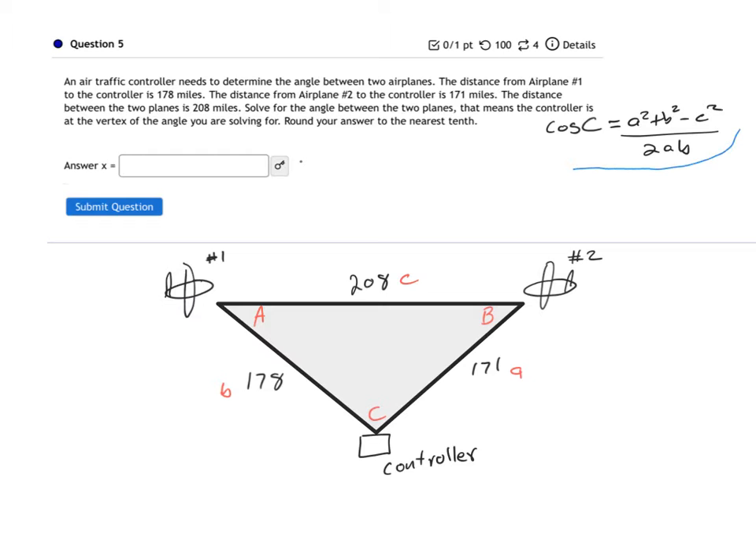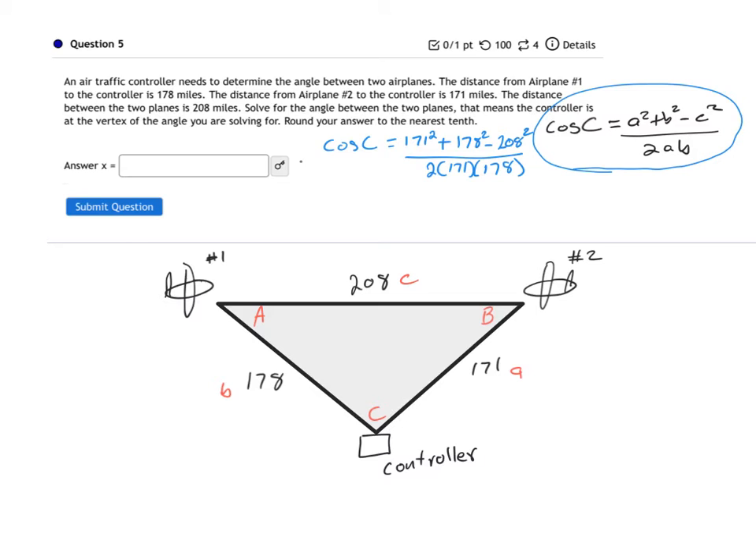I have the law of cosines written up here, which is how you use it to find an angle. So it'll look something like this. The cosine of C is equal to a squared, which is 171 squared, plus b squared, which is 178 squared, minus c squared, which is 208 squared. All of that divided by 2 times a, which is 171, times b, which is 178.